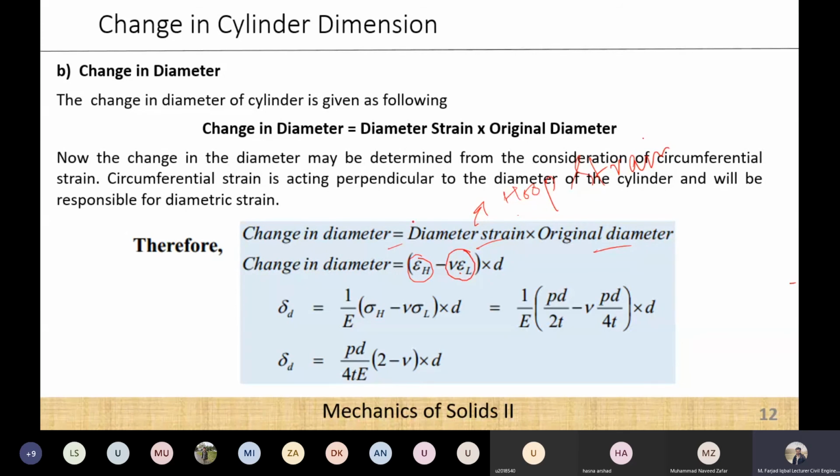And how much reduction is being produced? It will be mu times epsilon L. And what is the original diameter of the cylinder? That is this factor D. So we have the diametric strain as epsilon h minus nu epsilon L, times D. Again, you substitute the stress over strain relationship into this formula, and substitute the values of the hoop stress and the longitudinal stress. When you simplify this, you will get this formulation: PD over 4TE times (2 minus nu) multiplied by D. So if you know all these factors, you can calculate the change in diameter of a cylindrical element for a particular pressure and a particular type of material.